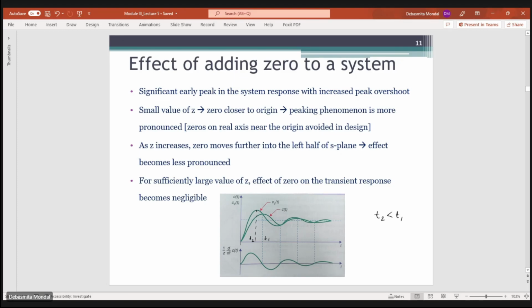And if you place a 0 which is very far away from the origin, the effect of the 0 on the transient response of the system can be neglected. So if you have a 0 which is far away from the origin, its effect on the transient response is negligible. Okay. So clear till now?